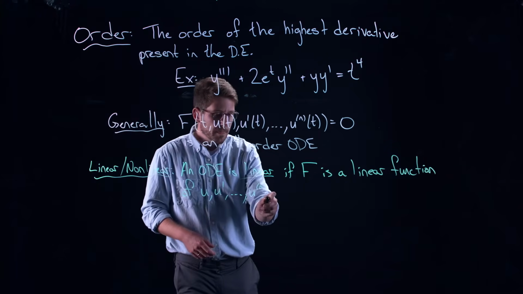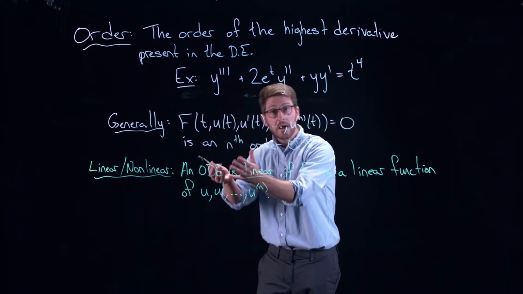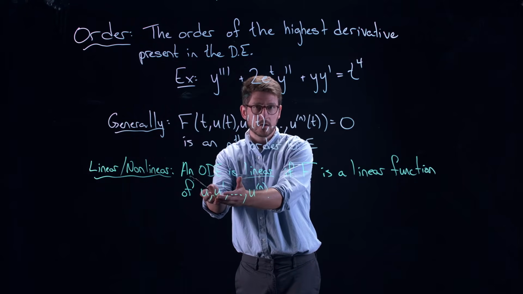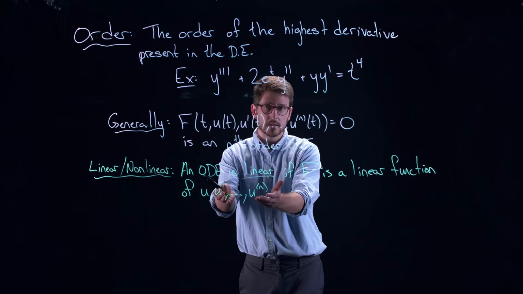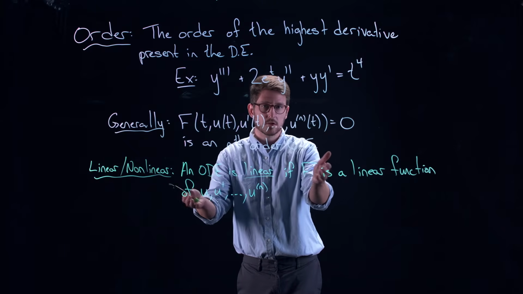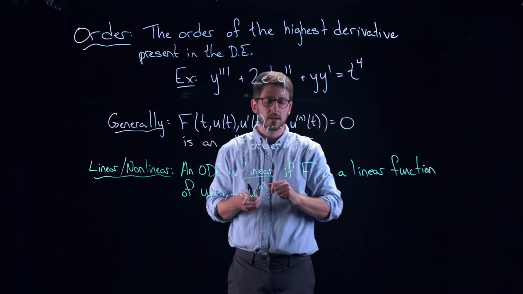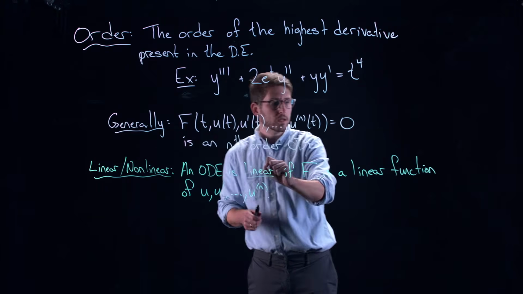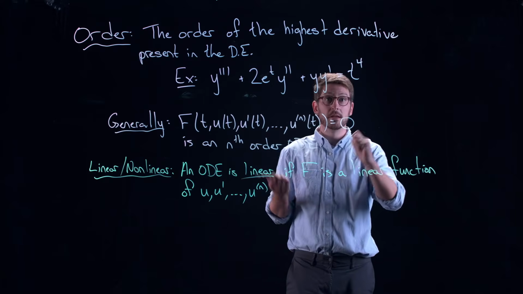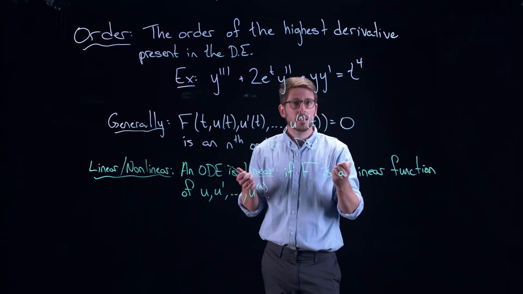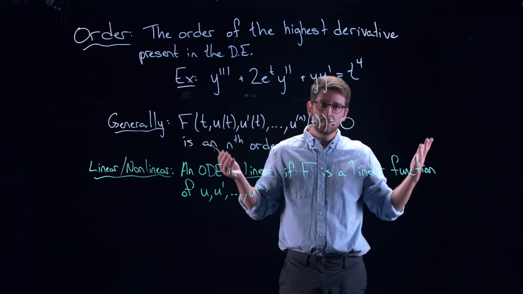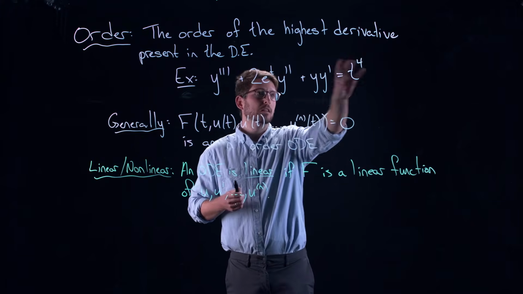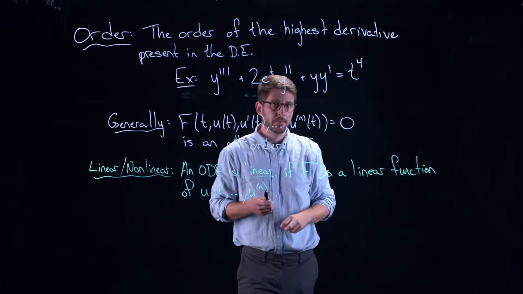Okay, so that means that you can have a dependent variable in here. You can have all of its derivatives inside of this general function f that describes my differential equation. But they can only appear linearly. That means the exponent on all of them has to be 1, and they can't be multiplied together. So let's take a look at this one that I have written right on my board.